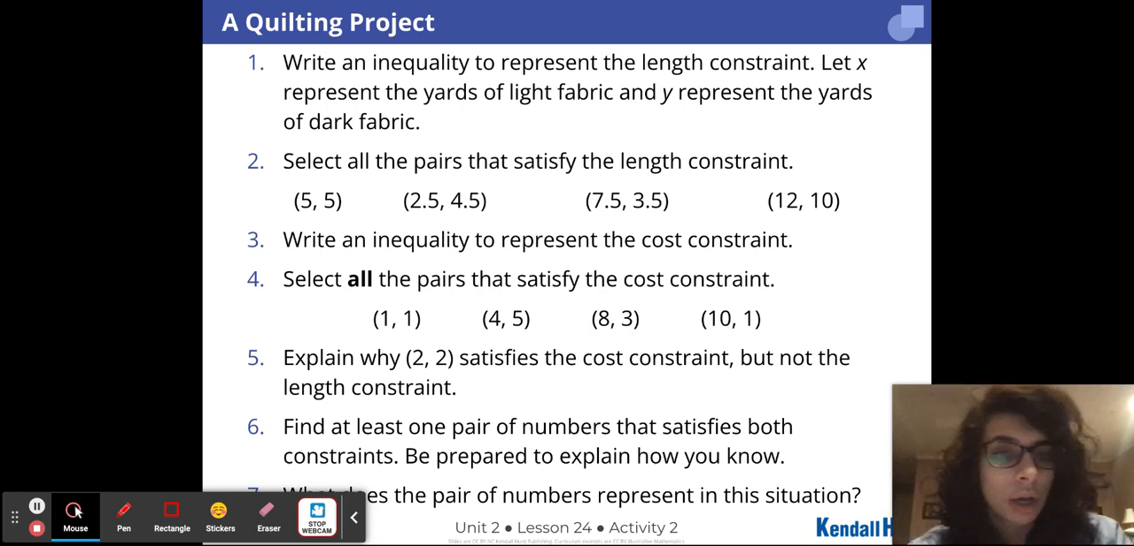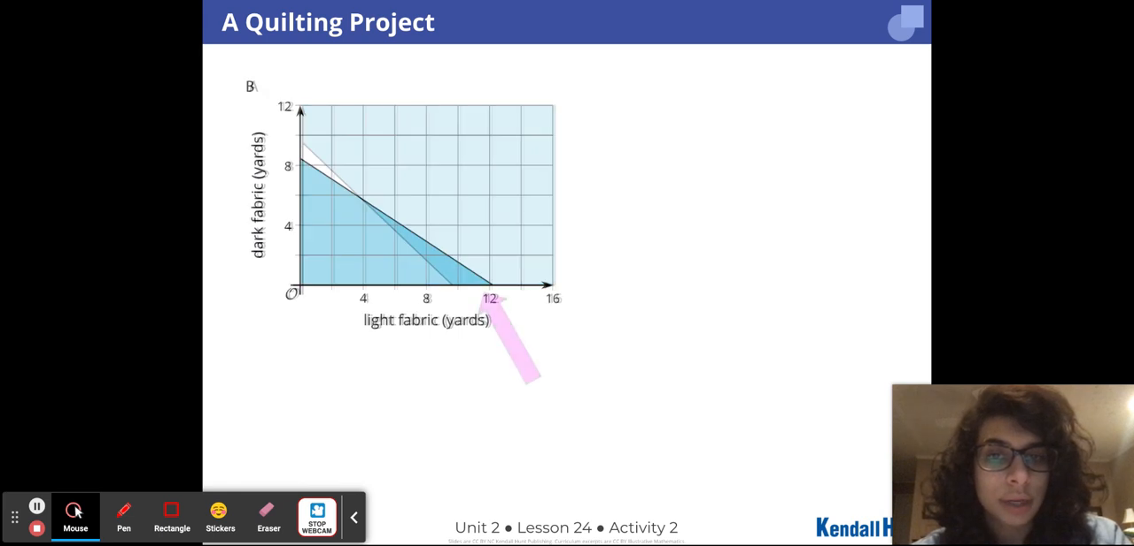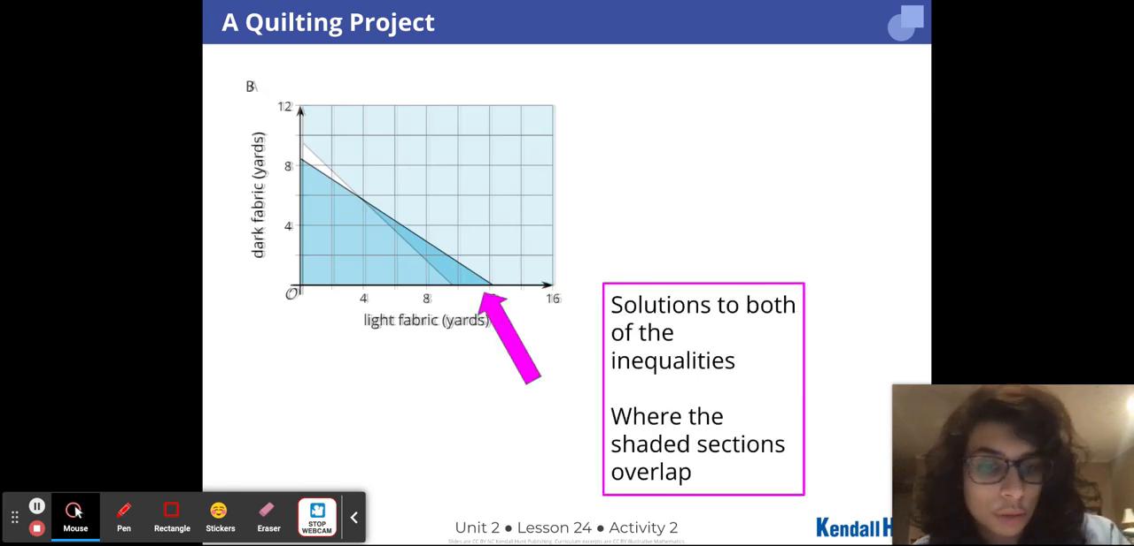But once you get the first two, all you need to do is tell me where that overlap is, right? Tell me solutions to both inequalities or where the shaded sections overlap. There is more than one answer. You can give me multiple right answers in this situation. And so give me one answer that is a solution to both of your inequalities and show me what that means in context.